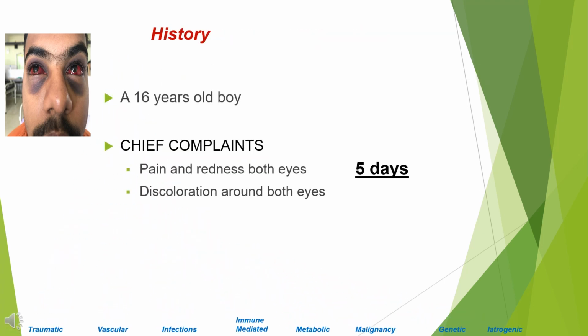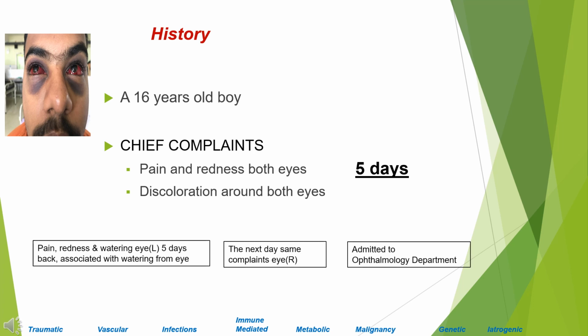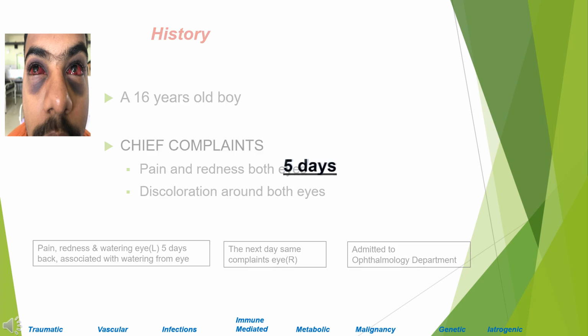So this is the story of a 16-year-old boy who presented with pain and redness of both eyes with raccoon's eye for the past 5-day duration. So this patient presented to the ophthalmology department. He was giving history of pain, redness and watering which started in the left eye and then later progressed to the right eye on the next day, and he got admitted to the ophthalmology department.